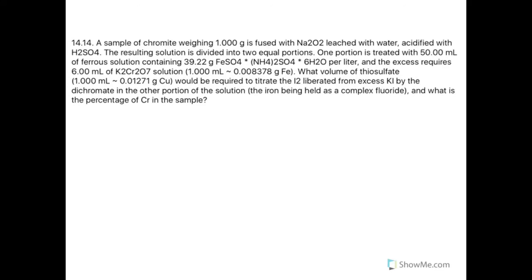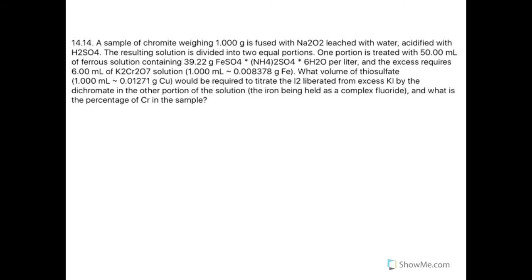One portion is treated with 50 ml of ferrous solution containing 39.22 grams of FeSO4·(NH4)2SO4·6H2O per liter, and the excess requires 6 ml of K2Cr2O7 solution. What volume of thiosulfate would be required to titrate the I2 liberated from excess KI by the dichromate in the other portion of the solution? And what is the percentage of Cr in the sample?